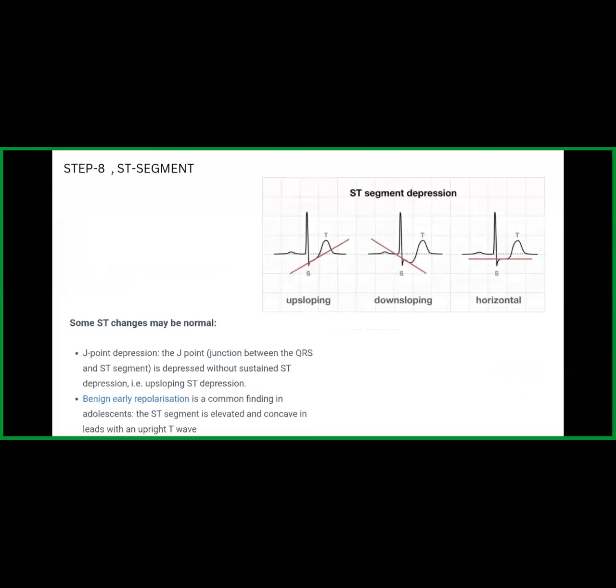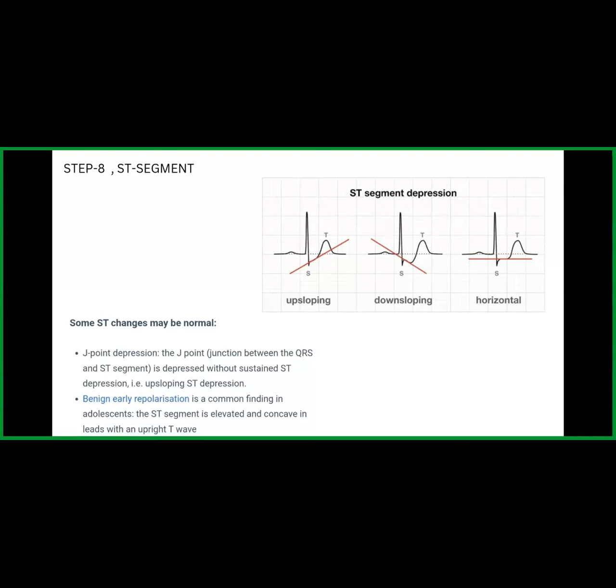ST segment, that is from the start of S to the end of T, we can see that at J point there is depression. J point is the point where QRS complex meets the isoelectric line, and there are a couple of normal findings where we see upsloping, downsloping, and horizontal, as we see the slant as it cuts the isoelectric point. The J point deflection is depressed without sustained ST depression. This is called upsloping of ST depression.